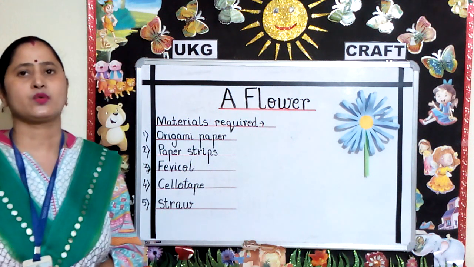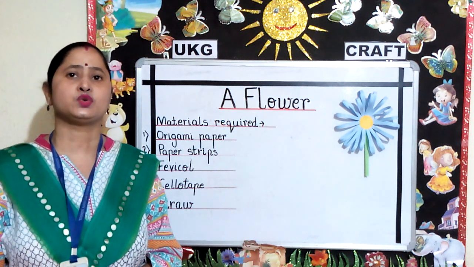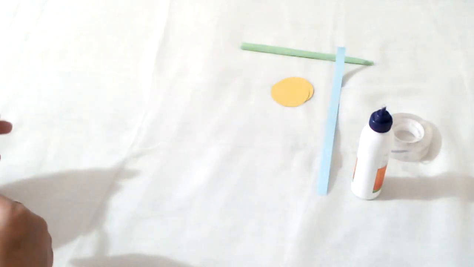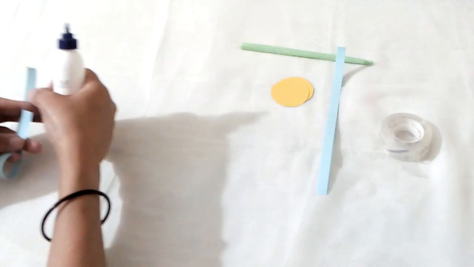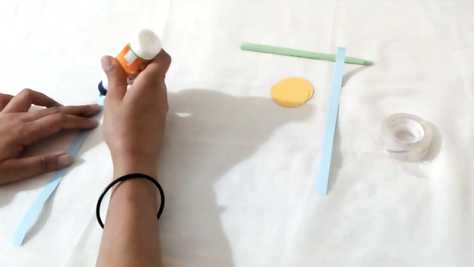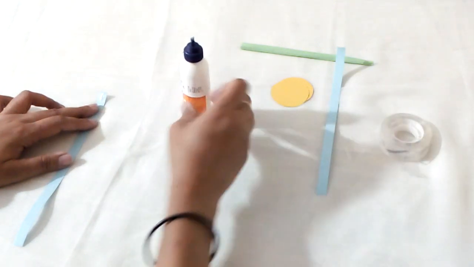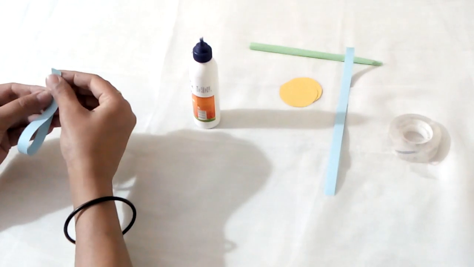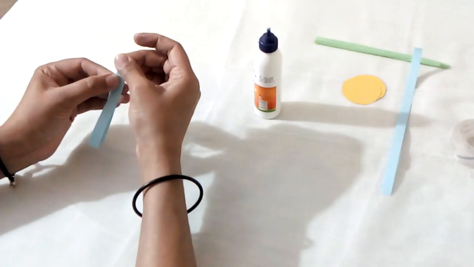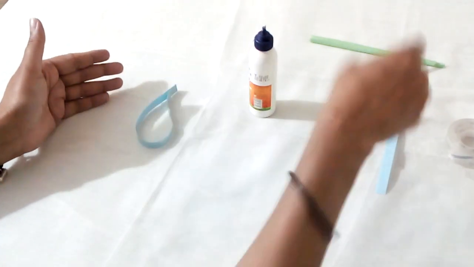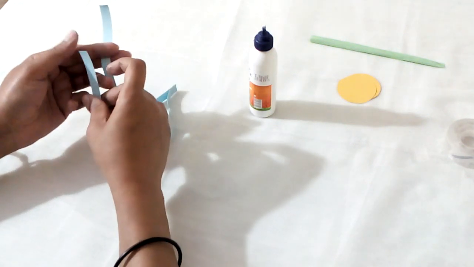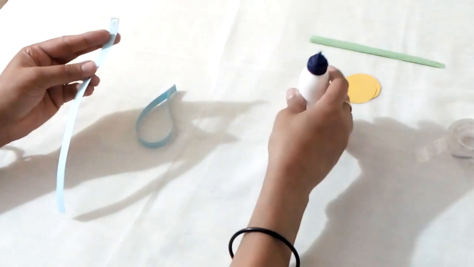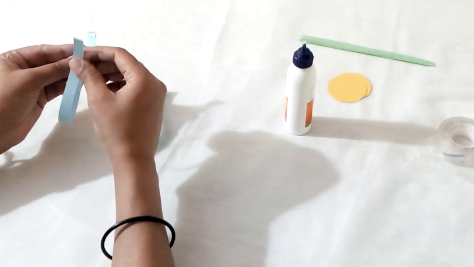These are the materials that we require for making a flower. Now I'll teach you how to make a flower step by step. Take strips of paper and glue the ends of the paper strips together, making a paper loop. You will need quite a few. The number depends on the size of the flower. Glue the ends of the paper strips together.